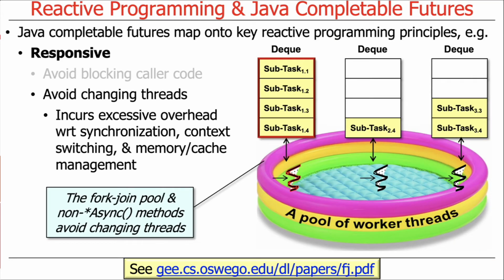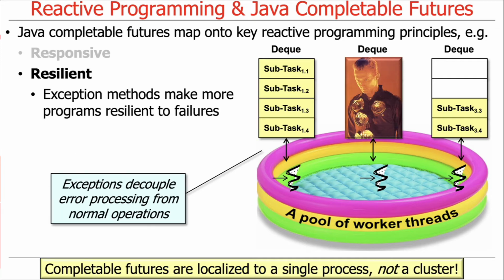The way this works is that the CompletableFuture model can leverage the Java fork-join pool, which as we've seen has all kinds of clever things to avoid blocking. And then there are all these other various methods. There are these so-called non-async methods, which will avoid having threads change as asynchronous computations complete. And we'll see there's a bunch of different variations here that are important to be aware of. And I'll talk a lot more about that later. So these are some of the ways you can make your code more responsive: not blocking the caller, and avoiding changing threads.